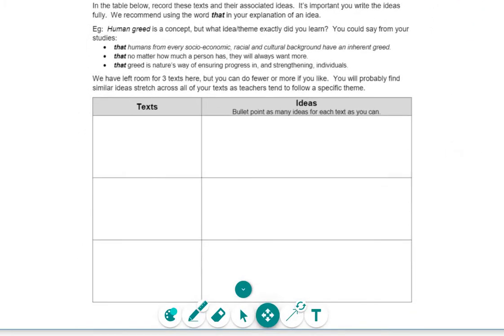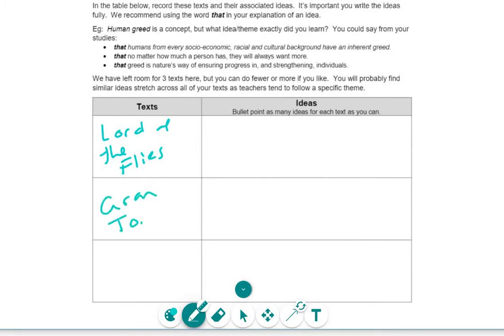So you can put in here, you know, maybe your novel study, Lord of the Flies, your film study, might be Gran Torino. Okay, and perhaps there's something that really caught your eye in 2.9, or perhaps you studied a short story that goes well with Lord of the Flies or Gran Torino or whatever. Okay, on this side, just list the ideas that you learned about for each of those texts. Now, there's an example up here to show you the importance of using the word that.